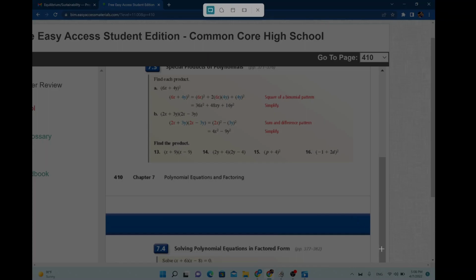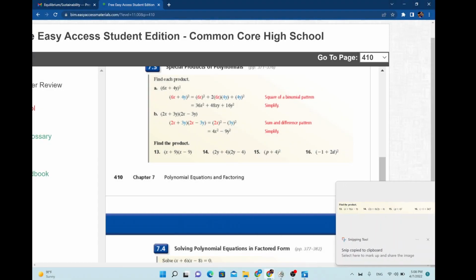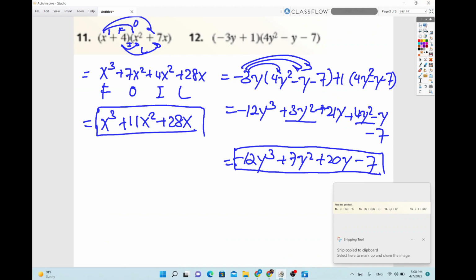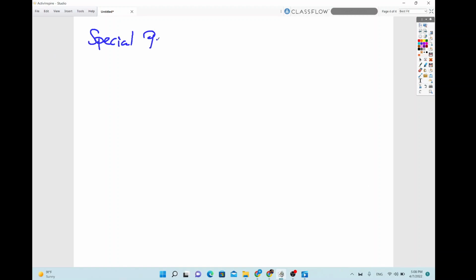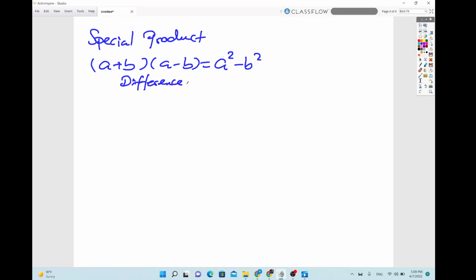You know what, I'll just highlight all of this because it shows three different structures of the special product. Okay, so let's start off with the difference of two squares, the special product. Anytime you deal with a plus b times the quantity a minus b, this is always written as a squared minus b squared. So this one is called the difference of two squares pattern.